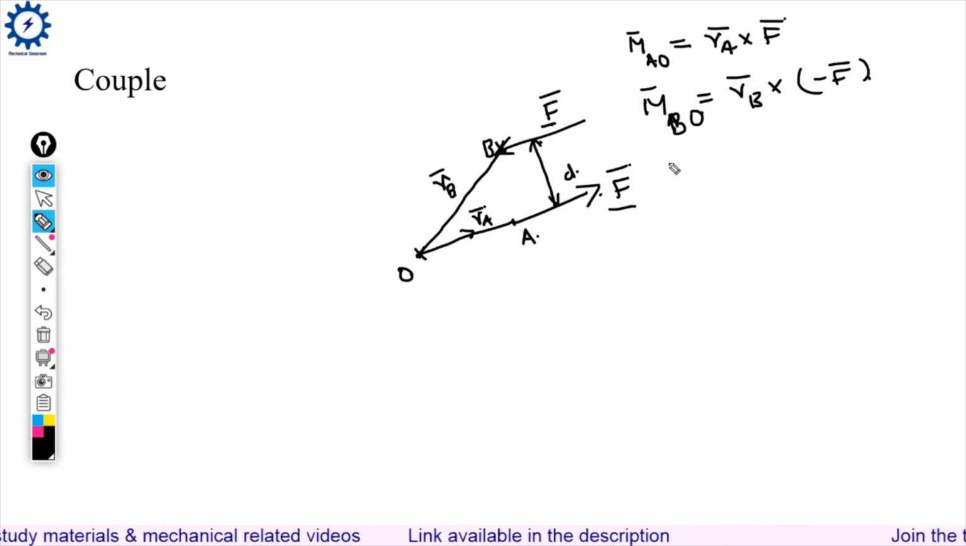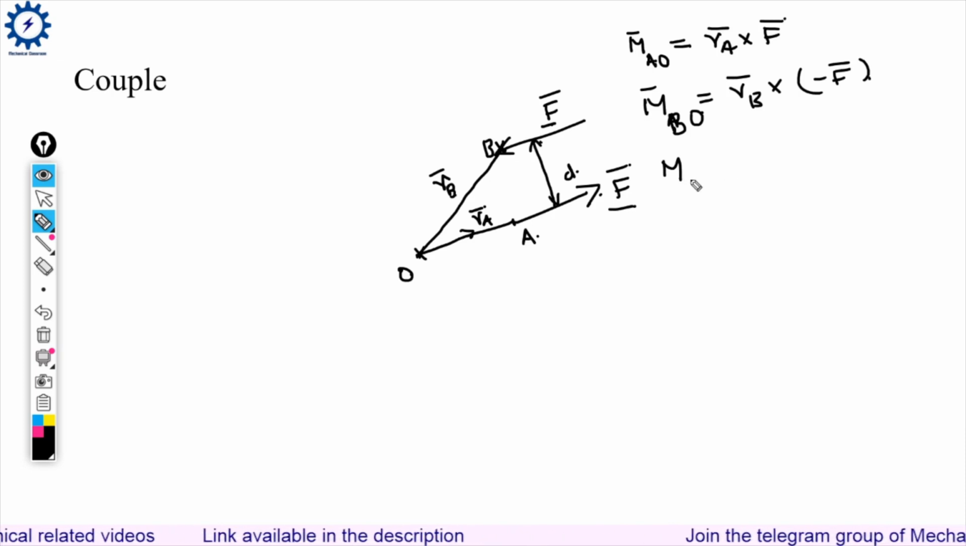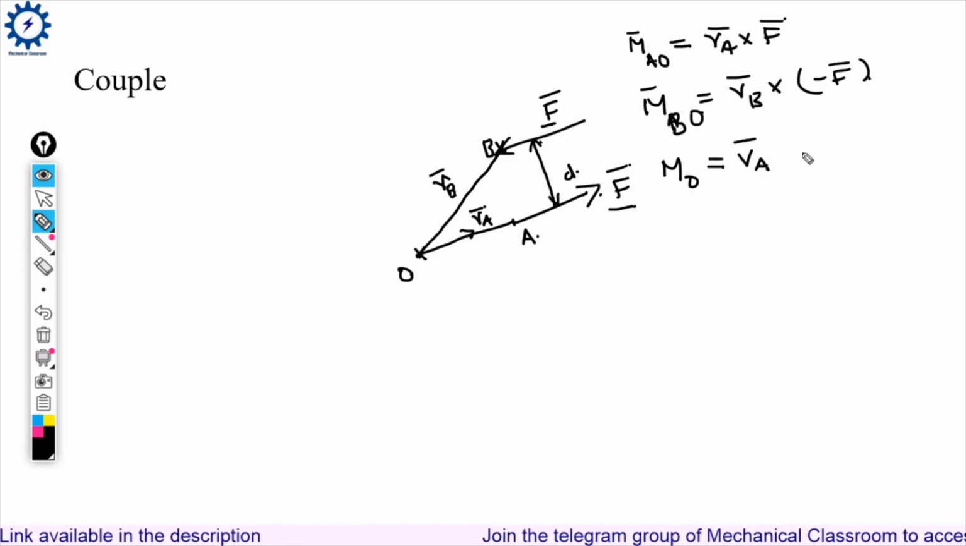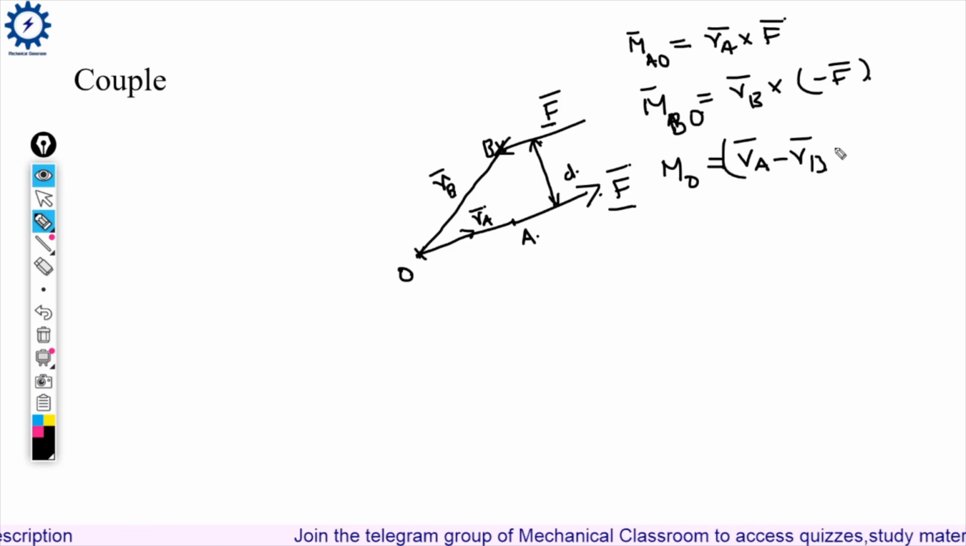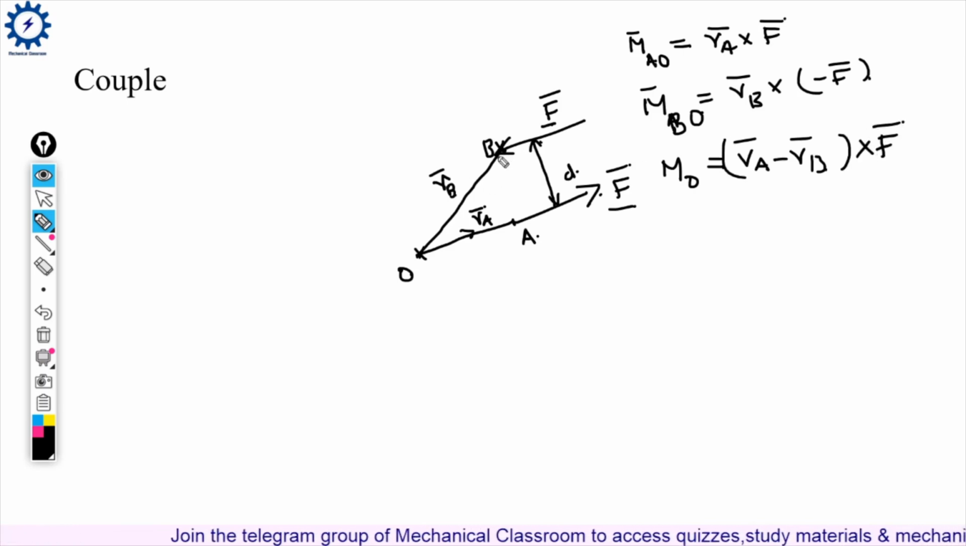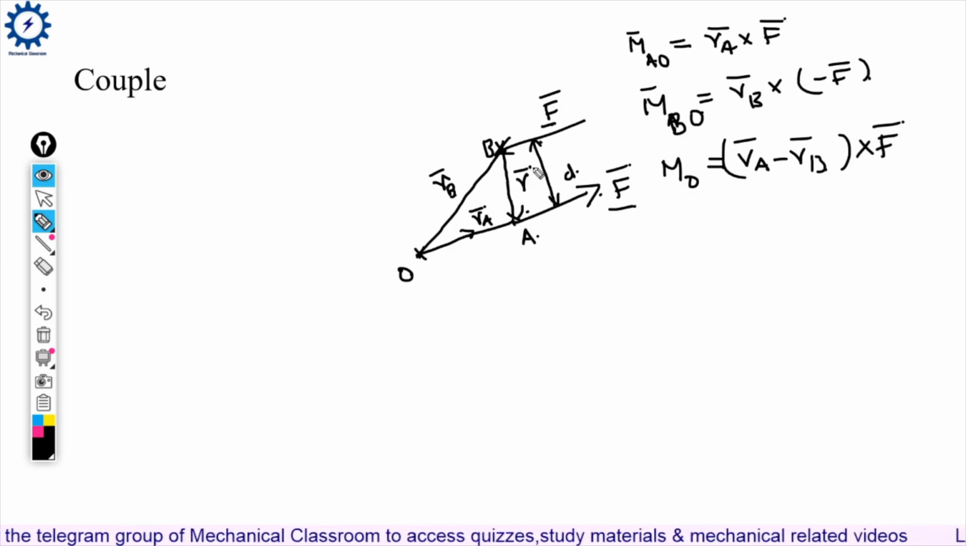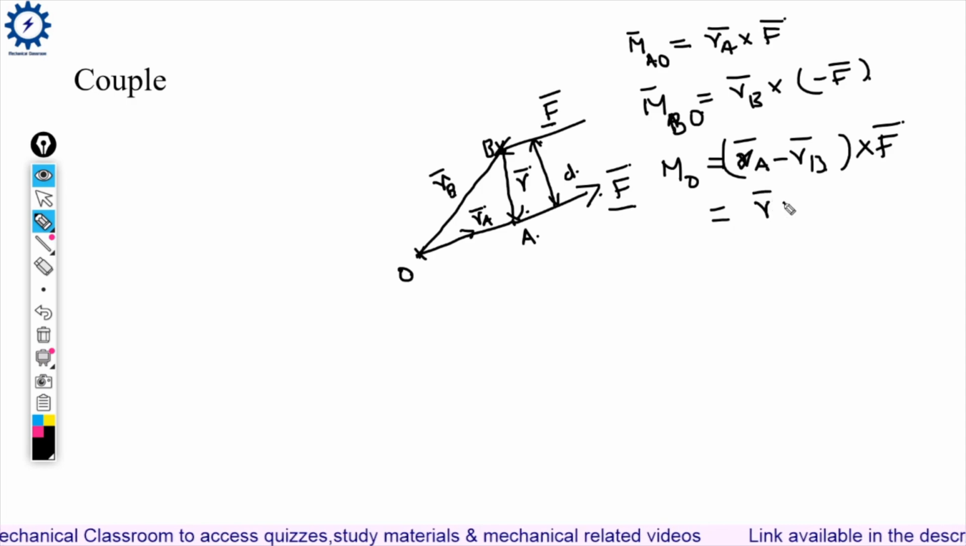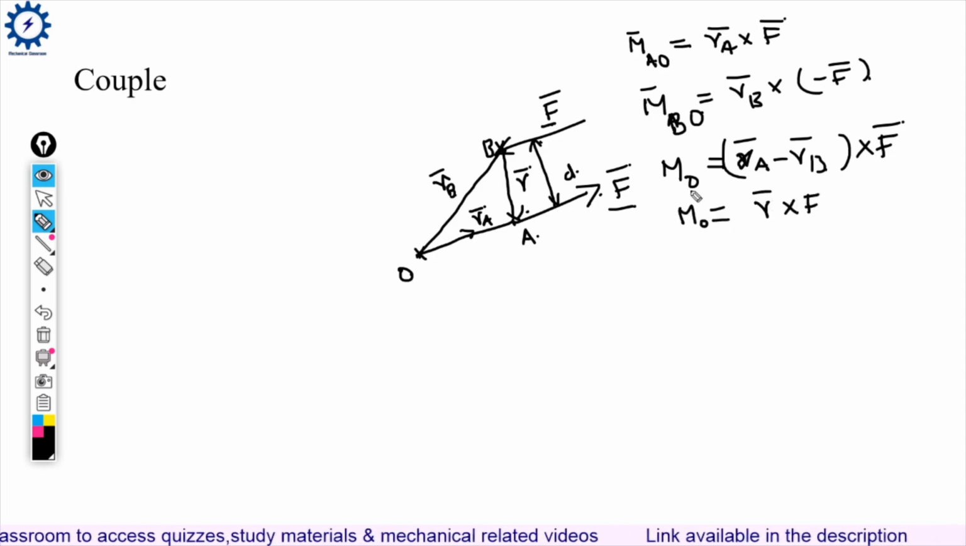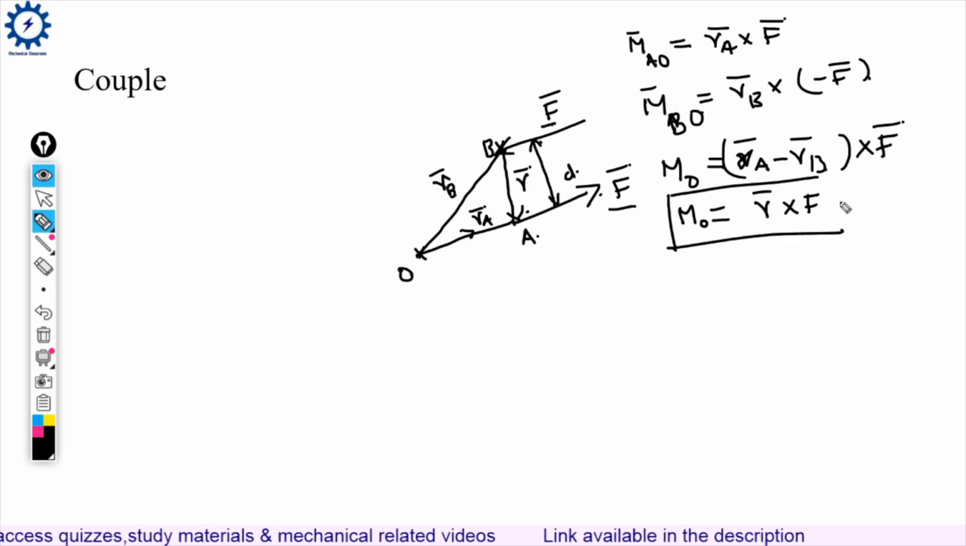Now, what is the sum of the moments? Sum of the moments of the above two forces about O equals vector RA minus vector RB cross F. What is vector RA minus vector RB? We can mark the opposite side of this triangle as vector R. So, vector RA minus vector RB equals vector R cross F. So, this is the expression for the moment of a couple, which is the same as the moment of a force.